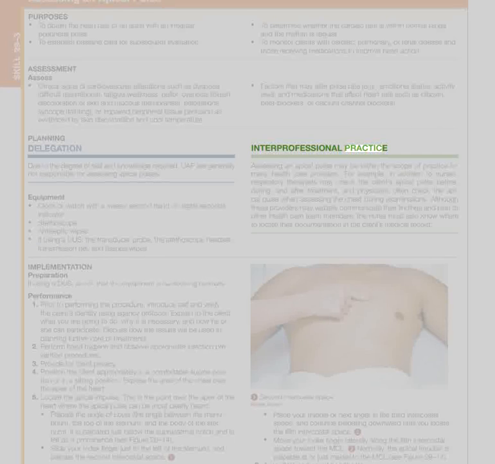Interprofessional practice. Assessing an apical pulse may be within the scope of practice for many healthcare providers. For example, in addition to nurses, respiratory therapists may check the client's apical pulse before, during, and after treatment, and physicians often check the apical pulse when assessing the chest during examinations. Although these providers may verbally communicate their findings and plan to other healthcare team members, the nurse must also know where to locate their documentation in the client's medical record.